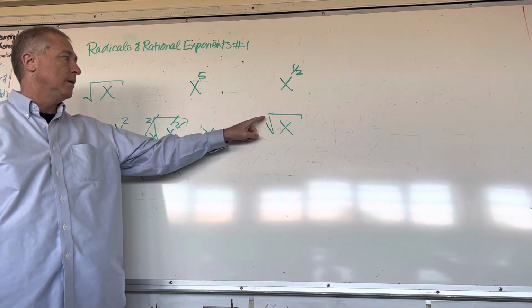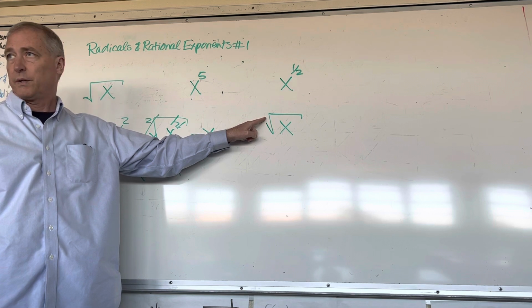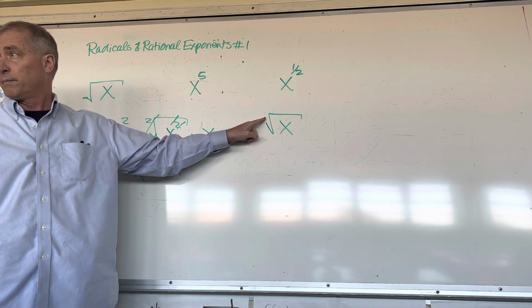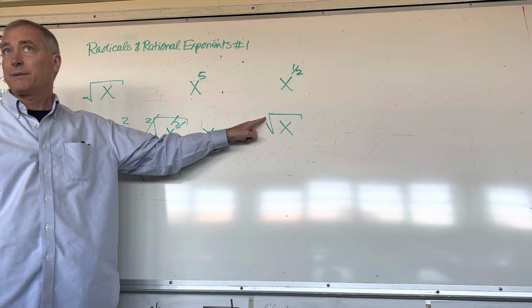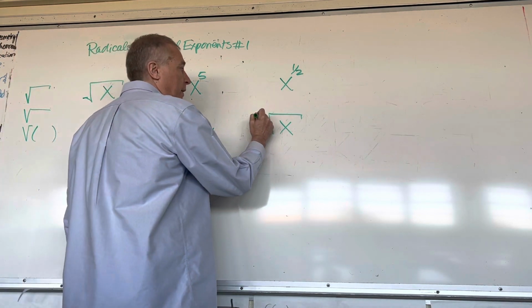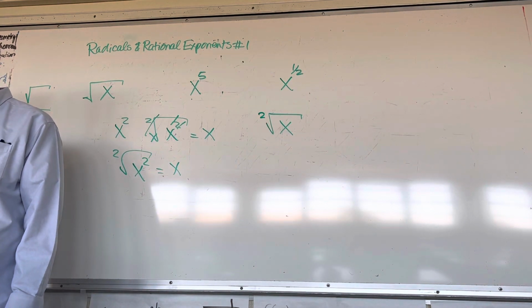What is the power on the root? What root number is this if they don't show it? I like the way you're thinking, but it's not right. It's actually a 2 in there because, think of the word square root. Square being back to that 2 thing.